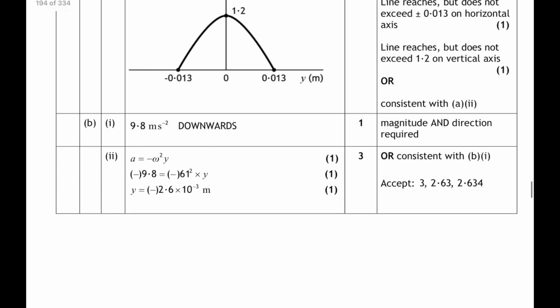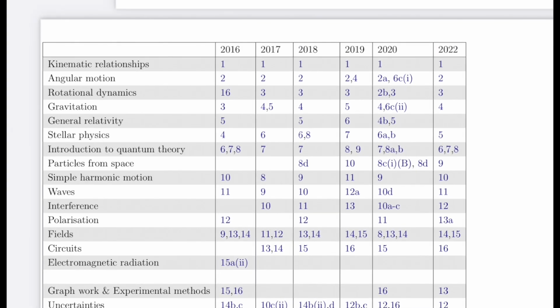So B part 1, there's our 9.8 meters per second squared downwards, and B part 2, using our acceleration of 9.8 meters per second squared when the coin loses contact with the tin, then we get our answer of 2.6 times 10 to the minus 3 meters, and because it was the magnitude of the displacement we were looking for, then the minus sign is bracketed, not required.